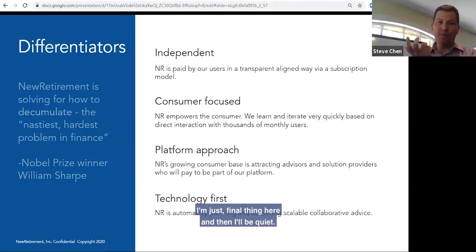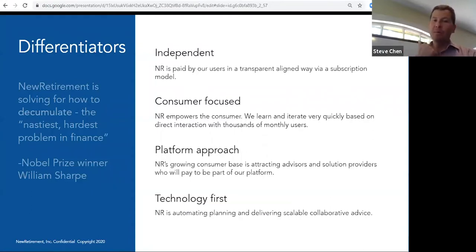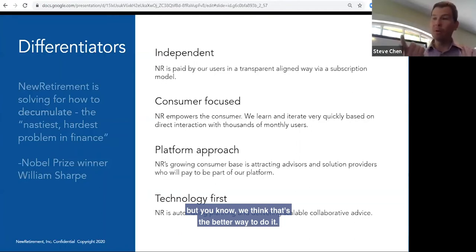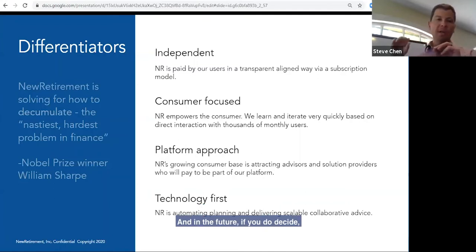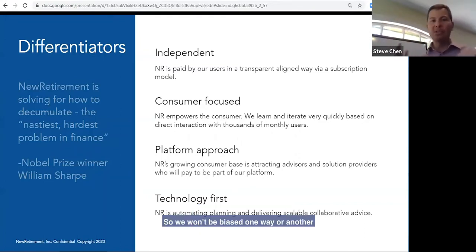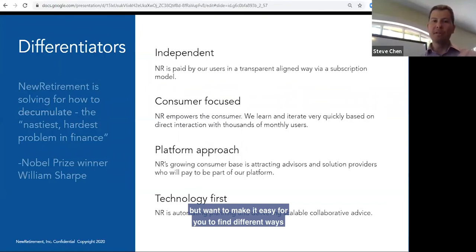So, and just final thing here, and then I'll be quiet. I think what's different about us is we are, well, until recently, we're completely bootstrapped. So we're independent. We're not beholden to some large financial institution. We are consumer focused. We're going direct to consumer first. A lot of investors are like, that's crazy, but we think that's the better way to do it. We are really trying to deliver a platform. So we want this to be something that users use. And in the future, if you do decide, hey, I want to be able to get better healthcare, we want to make it easy for you to see options for how to get healthcare, but shop the market. So we won't be biased one way or another about what you choose, but want to make it easy for you to find different ways to get solutions. But that's farther downstream. And then the last thing is we're totally technology focused. We're trying to do this with technology.